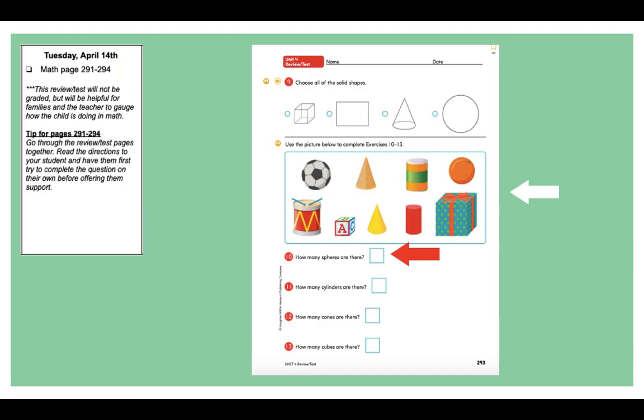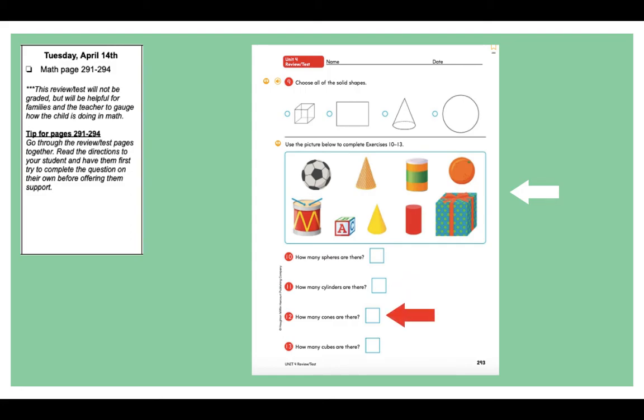Number 10 says, how many spheres are there? Look at the picture. How many spheres do you see? And write that number in the box. Okay, let's go on to the next one. Number 11, how many cylinders are there? Count the cylinders and write the number in the box.